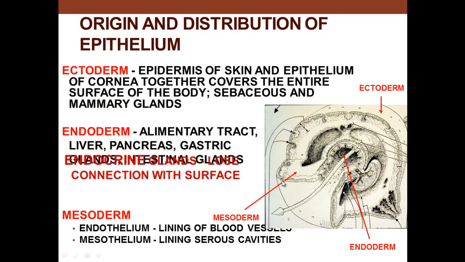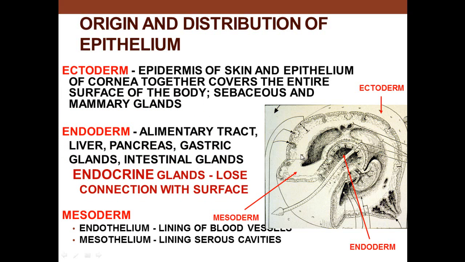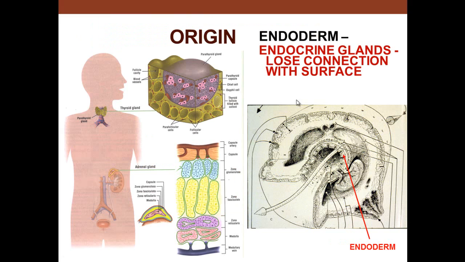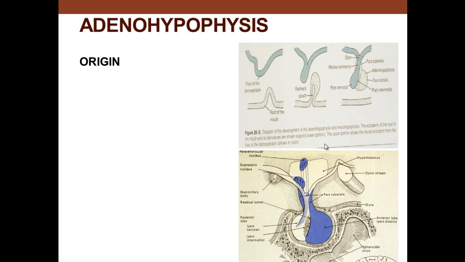But the endocrine comes from the endoderm. So you have endoderm giving rise to glands, and they lose their connection with the surface. That is, they lose the duct. They do not have ducts. And here we can see it from the endoderm. A host of these glands, all these glands, come from the endoderm. Adrenal, thyroid, doesn't matter. They come from the endoderm, and they all lose their connections on the surface.